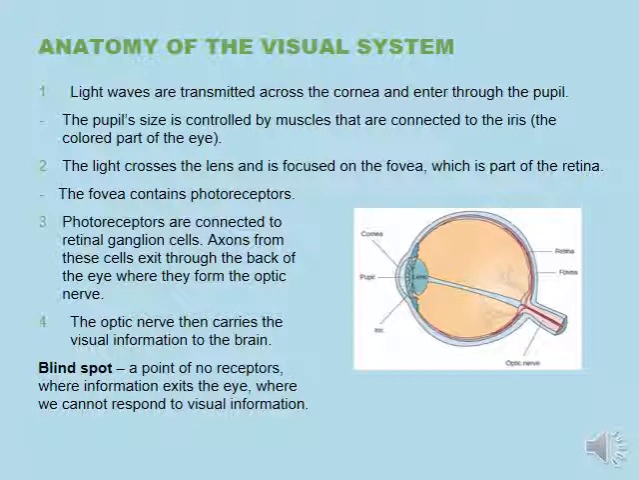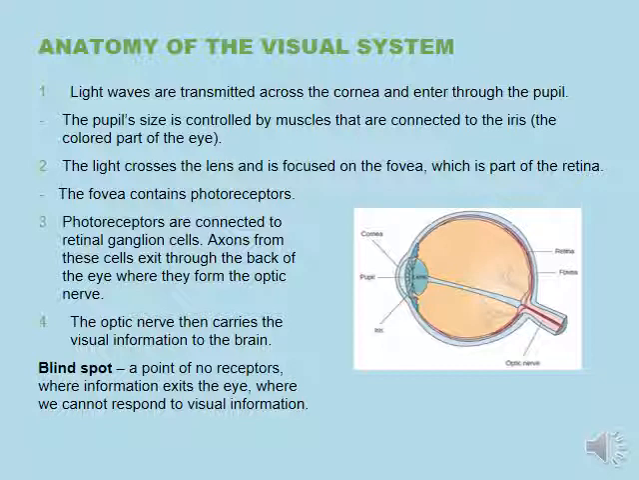The fovea contains photoreceptors. So again, the photoreceptors are connected to the retinal ganglion cells. Axons from these cells exit through the back of the eye, where they form the optic nerve. So again, the optic nerve primarily carries the visual information to the brain. So what we see is all of that happening instantaneously.